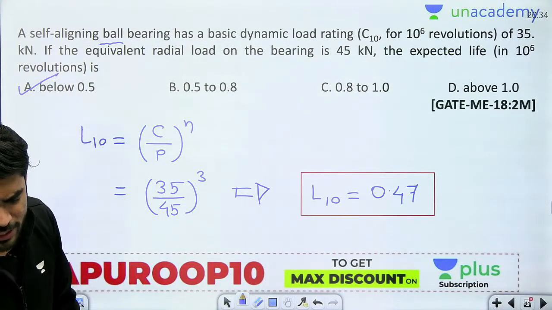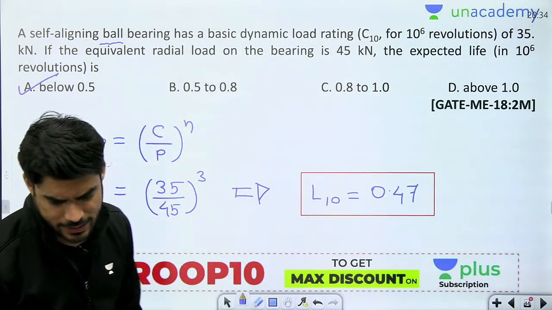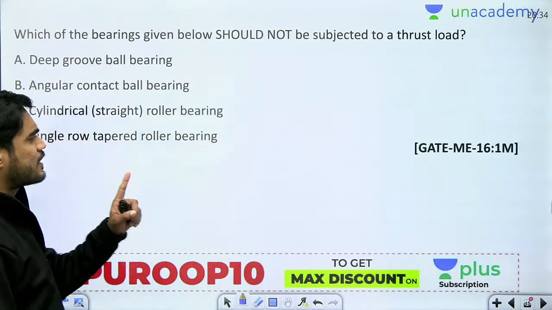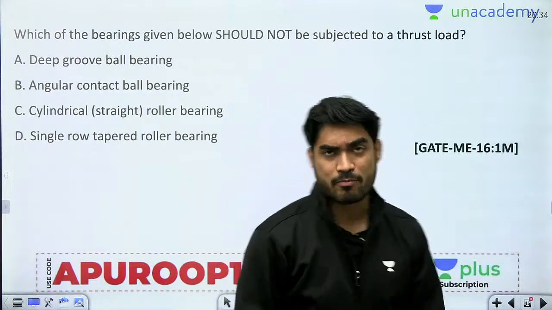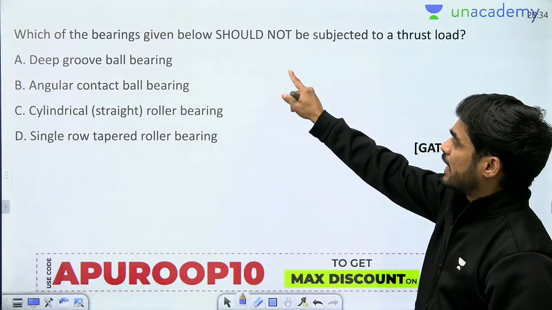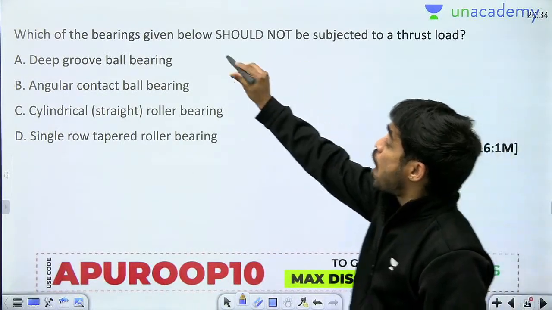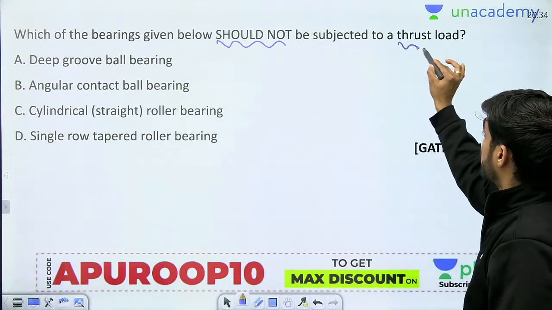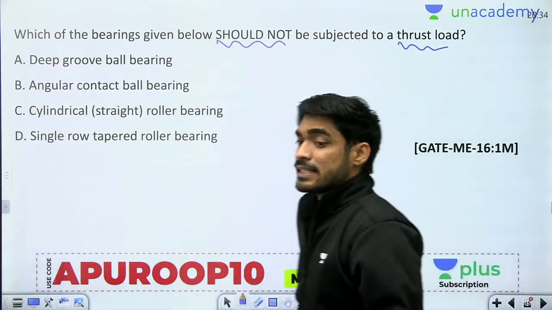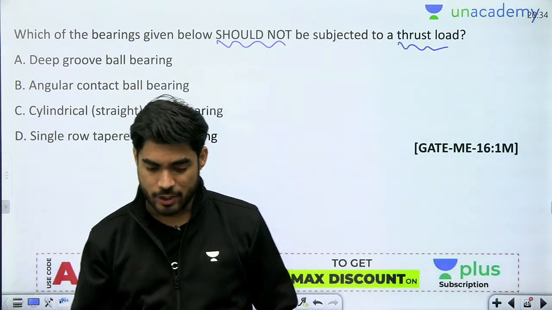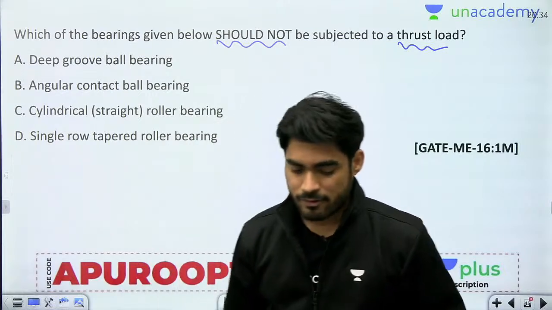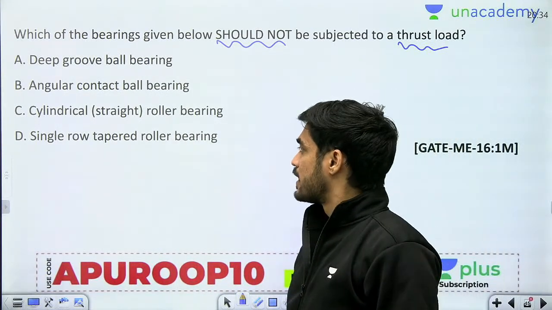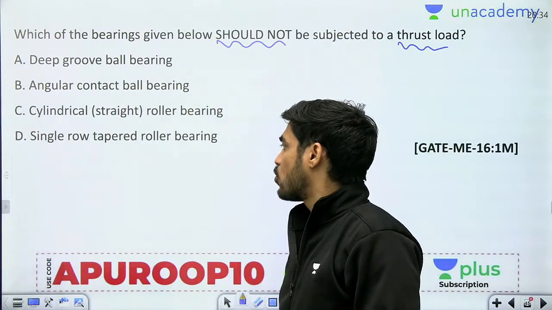Okay, so let's move on to the new question. हाँ, समझ गया. Next question, GATE 2016 1 mark question. Which of these bearings given below should not be subjected to thrust load? इनमें से कौन सा bearing मेरे भाई thrust load नहीं सह पाएगा? Which of these will not be able to sustain thrust load? Deep groove, angular contact, cylindrical roller और single row tapered roller?